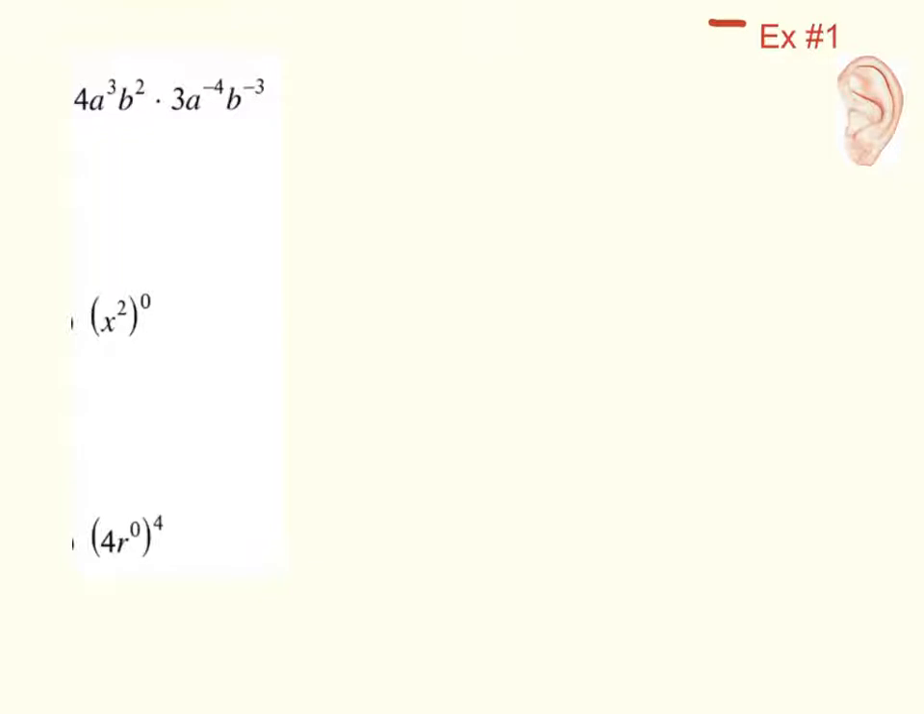The first one is just a multiplication problem, so everything you see here is multiply. You handle numbers the same way you've been doing numbers forever. So 4 times 3. 4 times 3 is 12. Now, from the last slide, whenever you see an exponent, like a to the third and a to the negative fourth, you add those exponents.